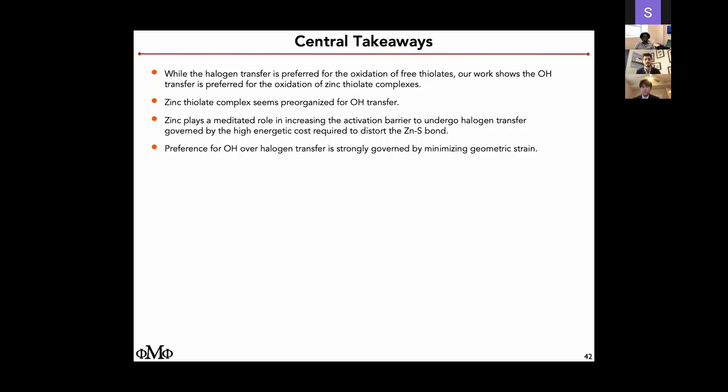And finally, this is supported by our general hypothesis and our reactivity model that the preference for OH transfer over halogen transfer is strongly governed by minimizing strain.